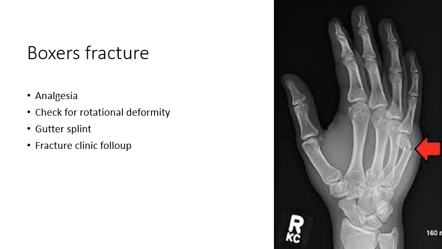Your management is analgesia. Check for rotational deformity. If there is a rotational deformity, you need to refer urgently to orthopedics. If there is no rotational deformity, then you put on a gutter splint and send for fracture clinic follow-up. Any fracture of the metacarpals, you need to check for rotational deformity. If there is a rotational deformity, you need to urgently refer to orthopedics.